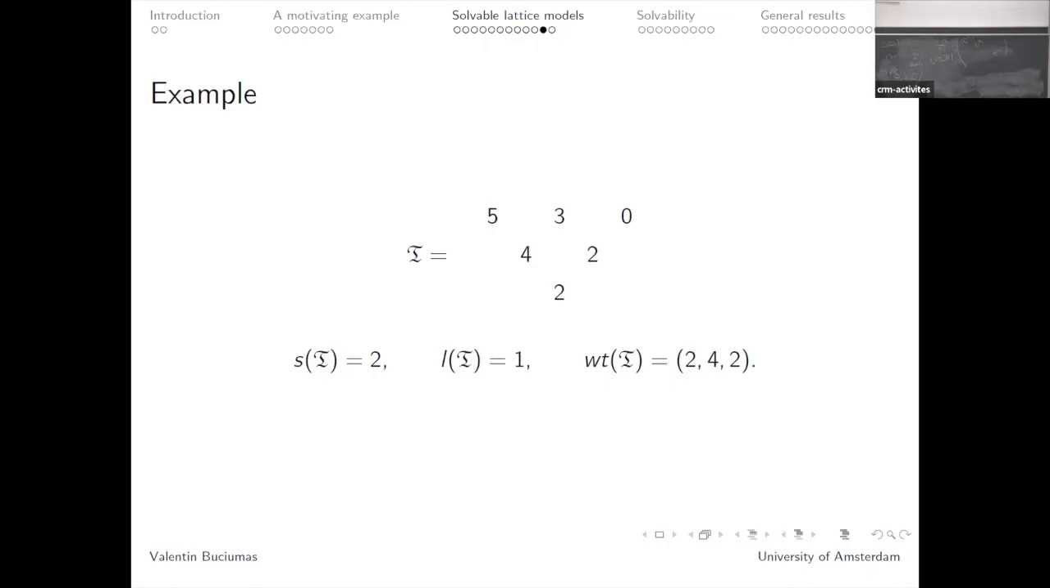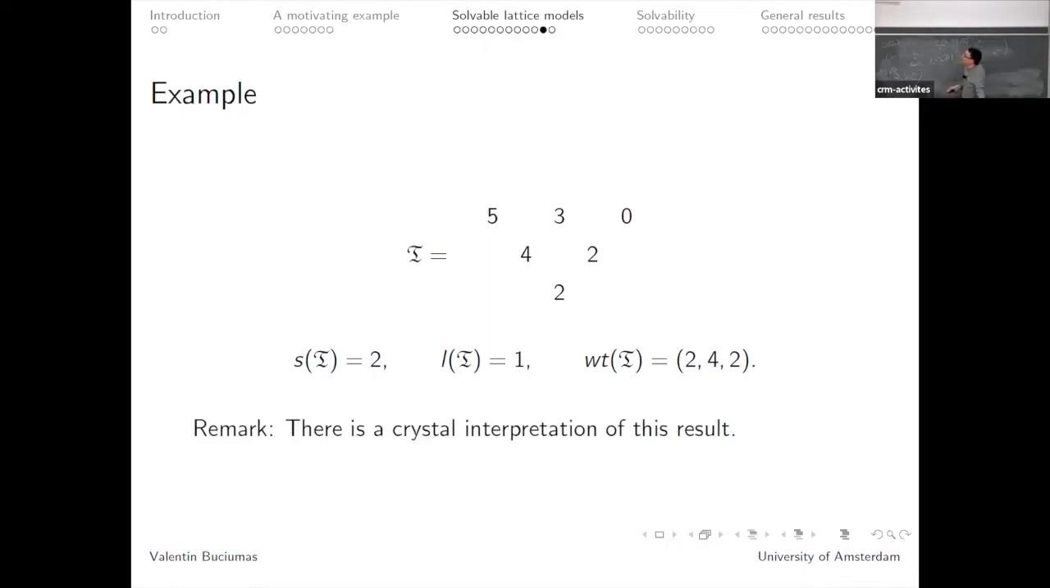Now, for L(t), you have to compare this with this. So 4 is not equal to 3, I don't add anything. 2 is not equal to 0, I don't add anything. 2 equals 2, so I add a 1. So L(t) is 1. And the weight will be: 2 minus 0 is 2. 4 plus 2 minus 2 is 4. 5 plus 3 plus 0 minus (4 plus 2) is 2.